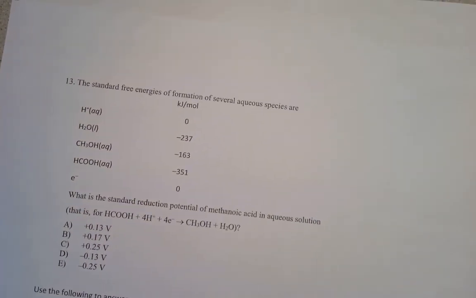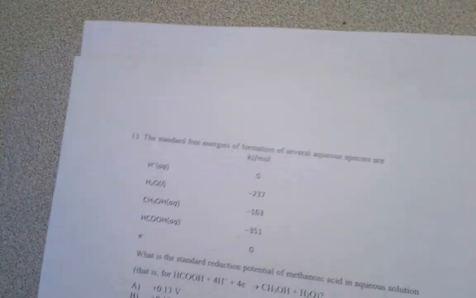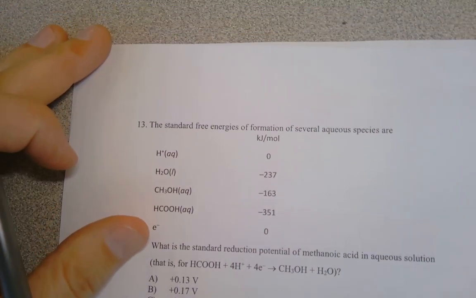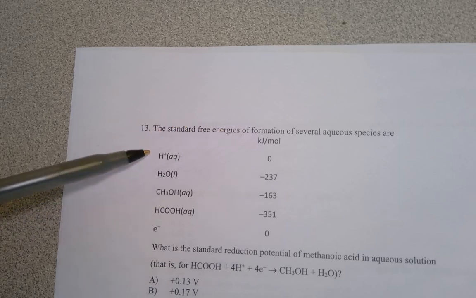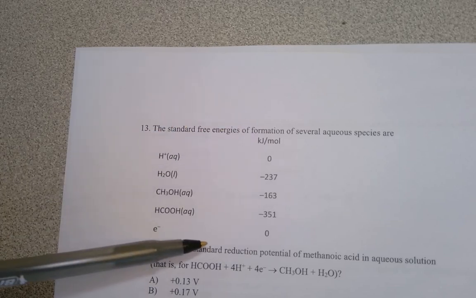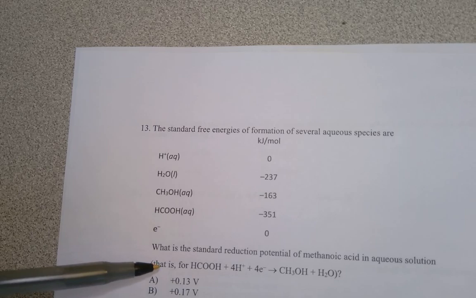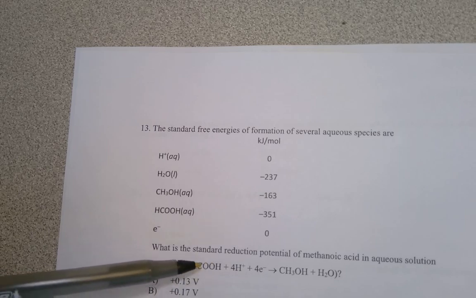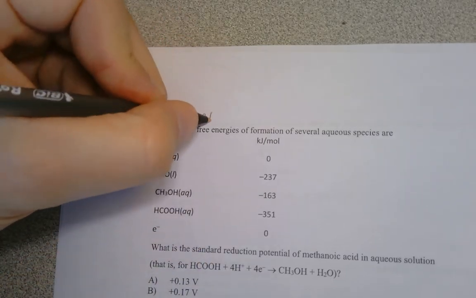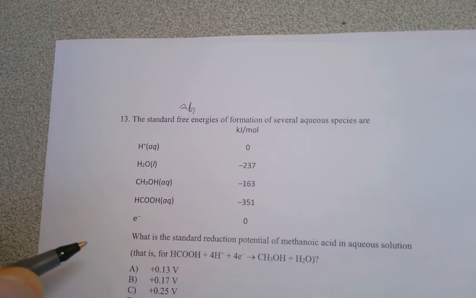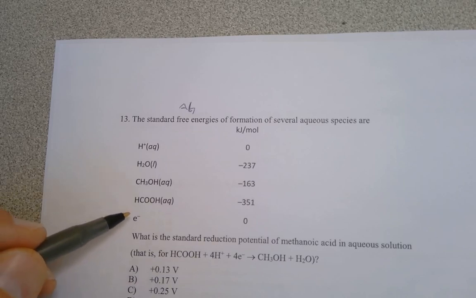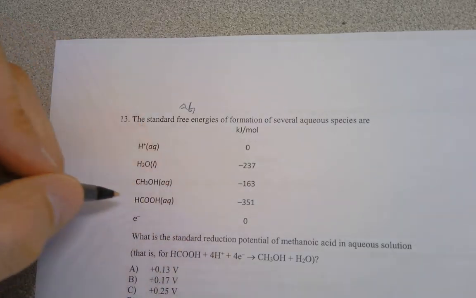13. Move this stuff around a little bit. So let's see. The standard free energies of formations for several species are shown. What is the standard reduction potential for methanoic acid in this solution? So they've given us some delta G's. Looks like what they're wanting us to do is work the exact opposite direction of what we just did. So we're going to do products minus reactants. Remember, for delta G's, amounts do matter and stuff.